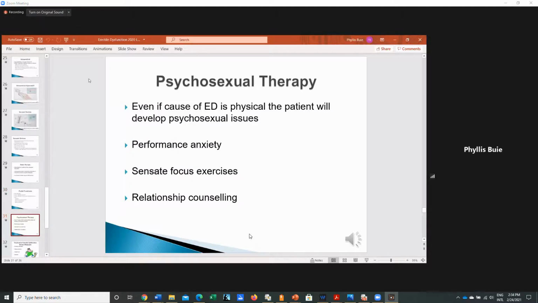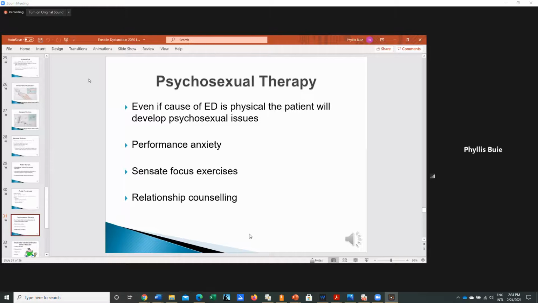So let's talk a little bit about some of the psychosexual therapy concerns that these patients have. Even if the problem is physical, the patient is still going to have some psychosocial issues because they're going to be very anxious about performing adequately. They're going to be nervous. Are they going to be able to perform? Will I be able to perform long enough? So all of those things are things that we need to think about when we're caring for these patients.